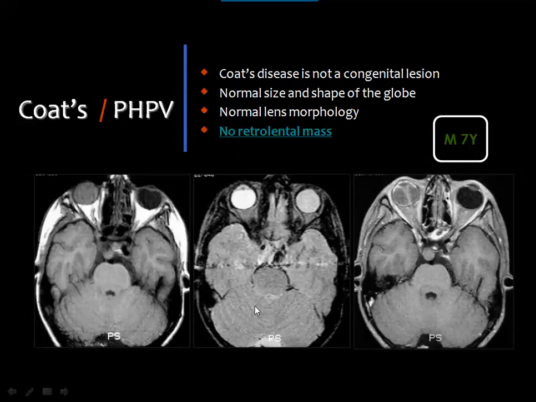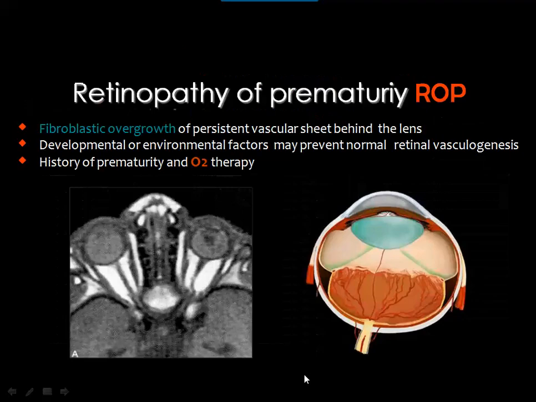And this is a case of Coats disease in a male 7 years old. You see the globe is bright in the T1 and in the T2 and T1 post contrast. You see some shadows inside the globe representing detached retina. And if you have the chance to see the lens, the lens is almost normal compared to the opposite one.